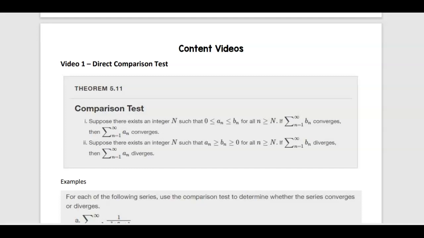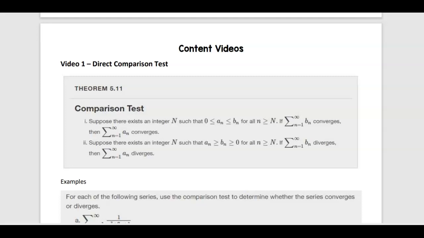All right, our video here is going to be about the direct comparison test. The theorem from the online textbook says that if there is an integer n such that a sub n is less than b sub n and all of those are greater than 0, for all n bigger than just this term, then if b sub n converges, then a sub n converges. It's kind of like the squeeze theorem.